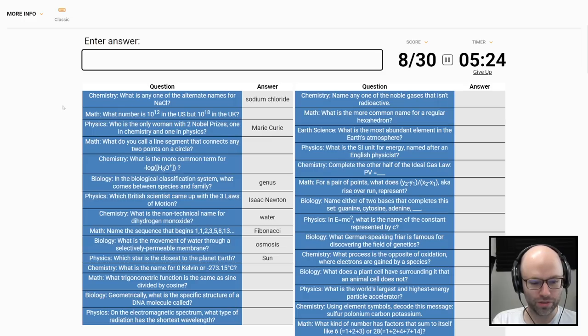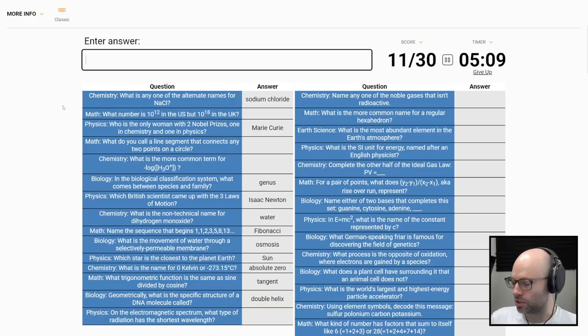What is the name for zero Kelvin? Absolute zero. What trigonometric function is the same as sine divided by cosine? That would be tangent. Geometrically, what is the specific structure of a DNA molecule called? Double helix. See, this is the greatest science quiz because you don't have to know anything about science.